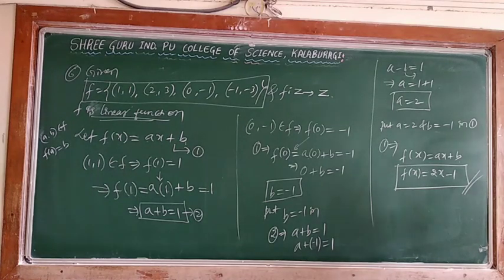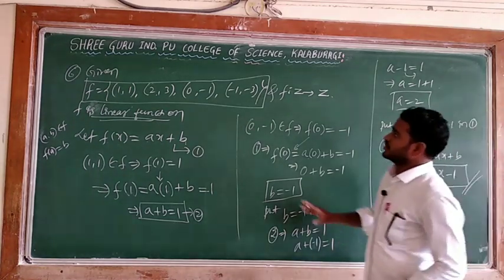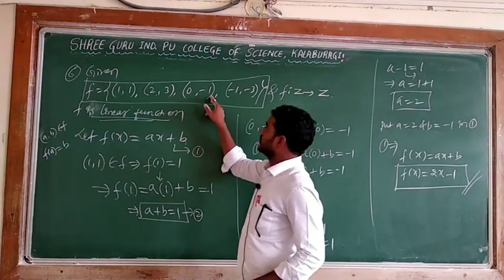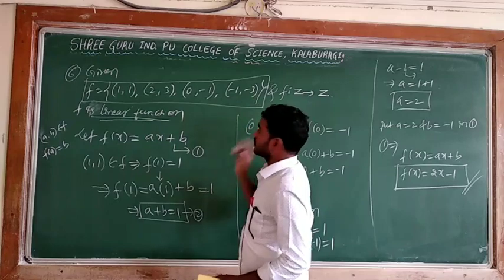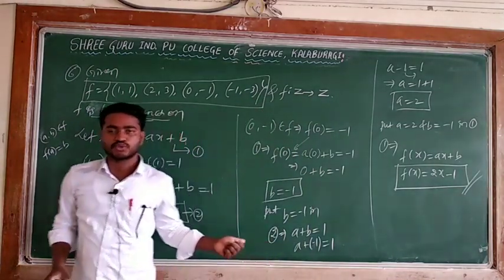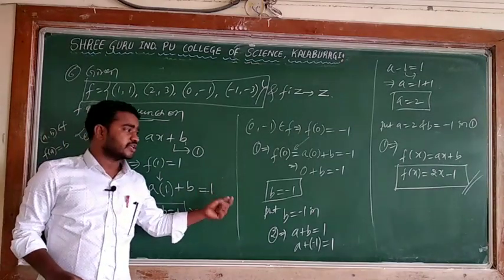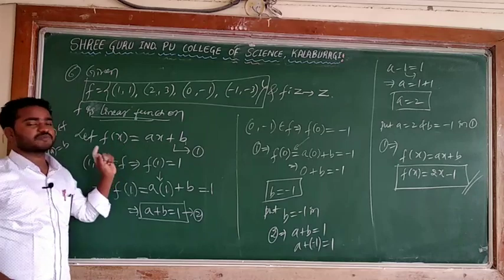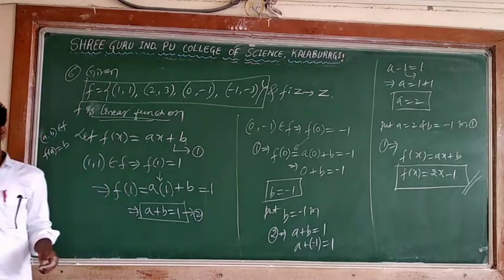Okay? Copy this. You can take any ordered pairs. I took (1, 1) and (0, -1), but you can take any, like (2, 3) or (-1, -3). Even taking those, you will get 2 equations. Solving 2 equations with 2 unknowns, you will get the a value and b value, and then you can substitute. Whenever he is asking for linear functions, you consider ax plus b yourself. Then you will get the answer.